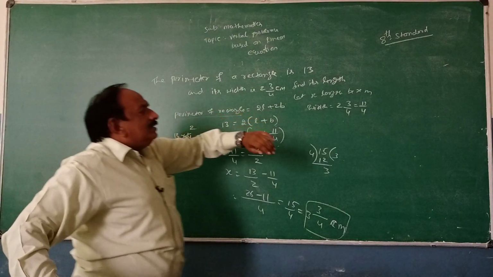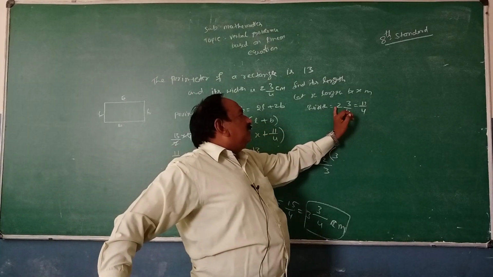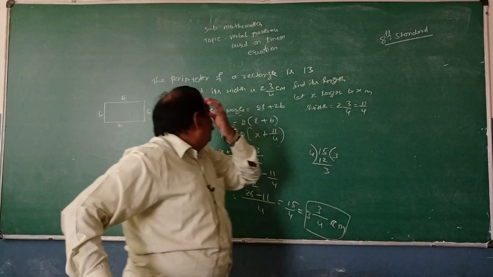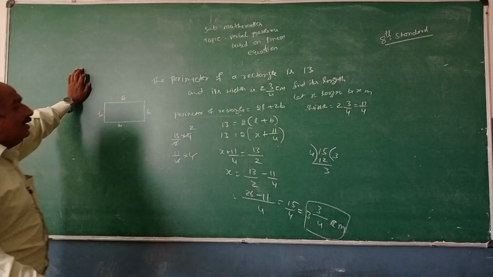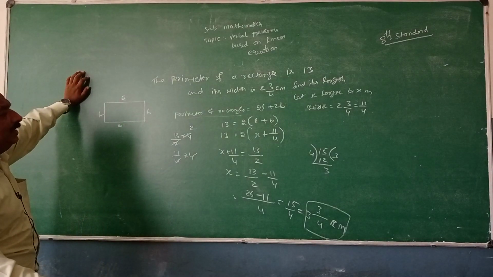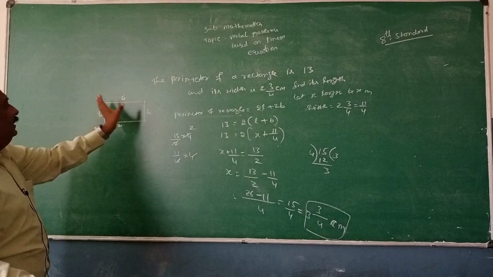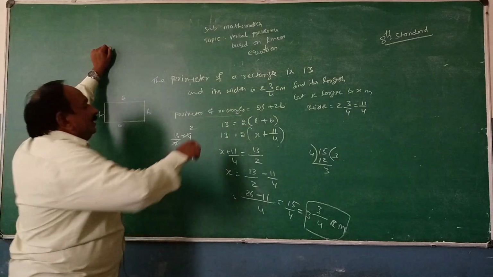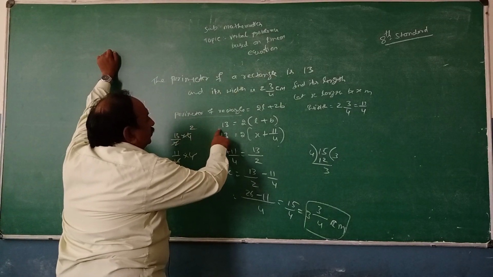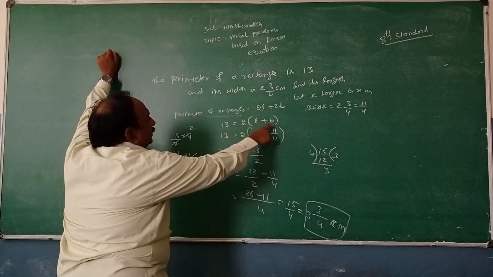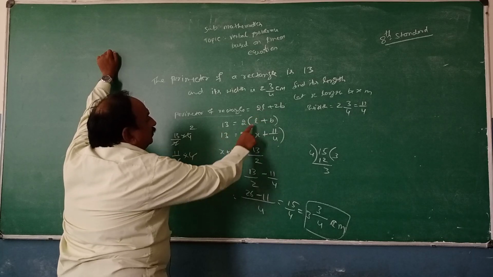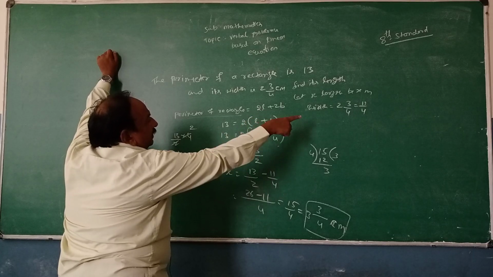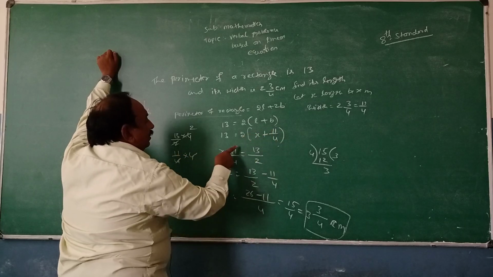Let the length be x. Width is 4 2s are 8, 8 plus 3, 11 by 4. Perimeter of the rectangle is equal to 2 length and 2 breadth. Perimeter of the rectangle is equal to 13, is equal to 2 into (L plus B). 13 is equal to 2 into (x plus breadth), breadth is 11 by 4.